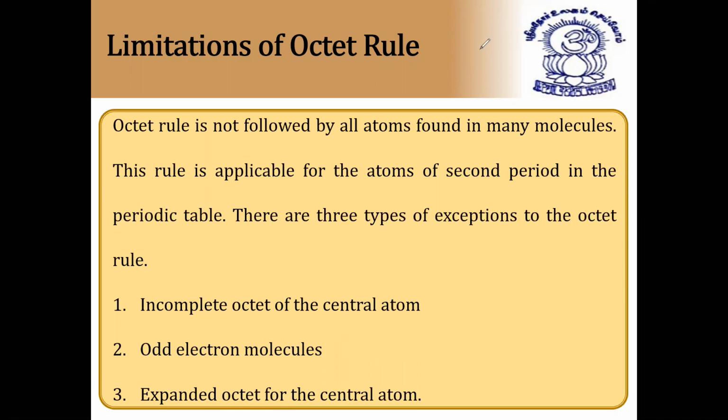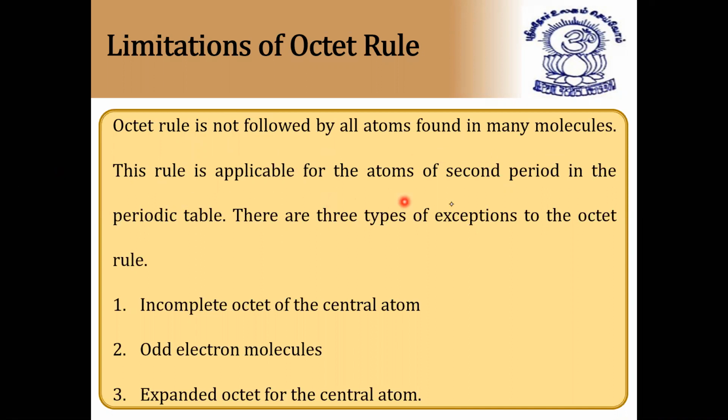So what is the octet rule? According to the octet rule, if an atom gains all 8 electrons after sharing or transferring electrons, it is stable. But the octet rule is not followed by all atoms found in many molecules.